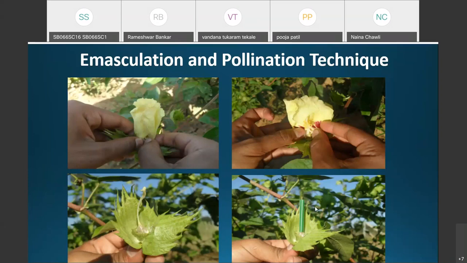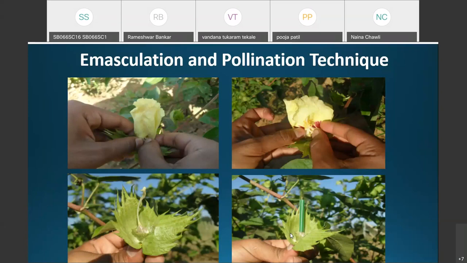After the emasculation and the pollination, the emasculated flowers are bagged when selfing is to be done. A small paper bag should be placed over the bud when it opens in the afternoon.